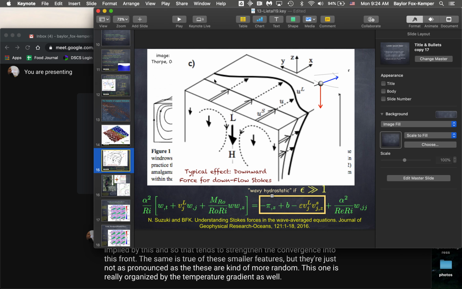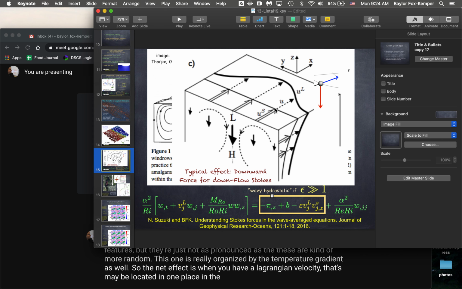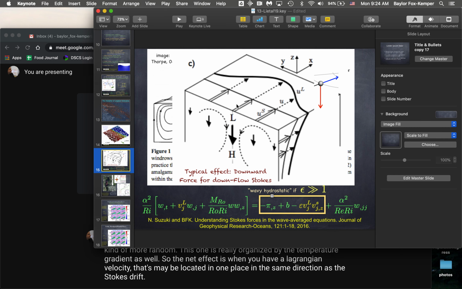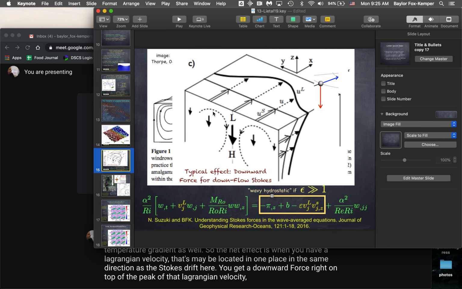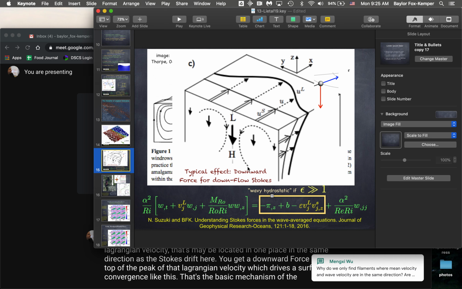So the net effect is when you have a Lagrangian velocity that's maybe located in one place in the same direction as the Stokes drift shear, you get a downward force right on top of the peak of that Lagrangian velocity, which drives a surface convergence like this. That's the basic mechanism of the Langmuir cells.